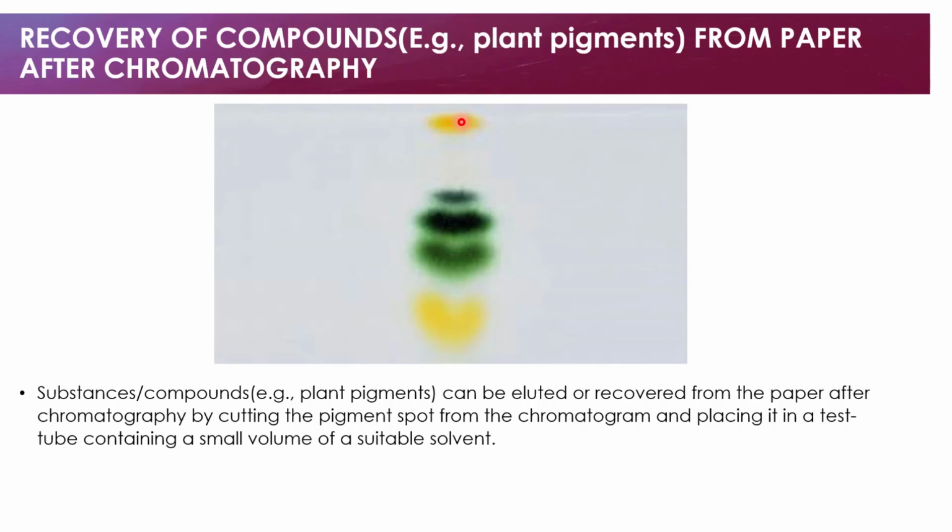If I also want to recover this plant pigment over here, I'll just cut the pigment spot and put it in a test tube containing a suitable solvent. And again, if I want to recover this plant pigment, I'll just cut this pigment spot and put it in a test tube containing a suitable solvent. So this is how we can recover our plant pigments after running our chromatography.